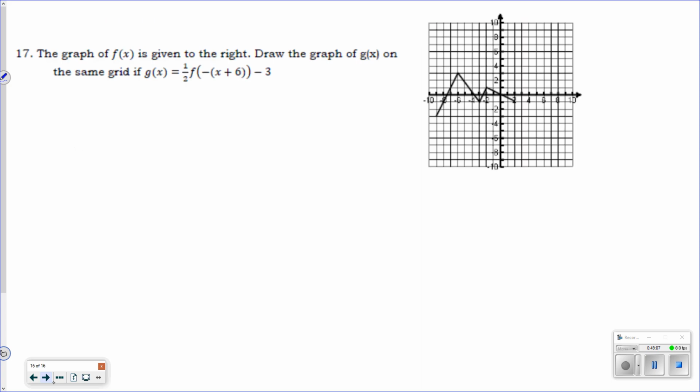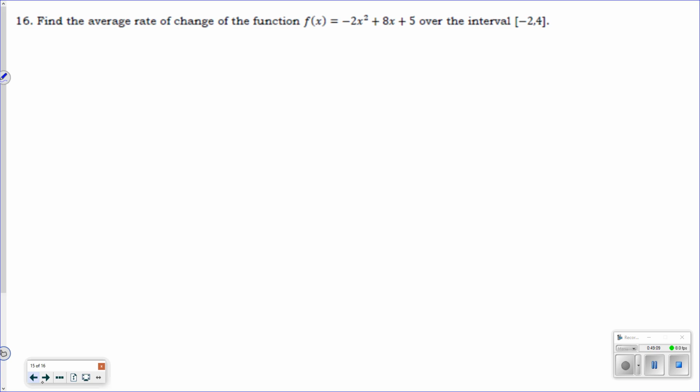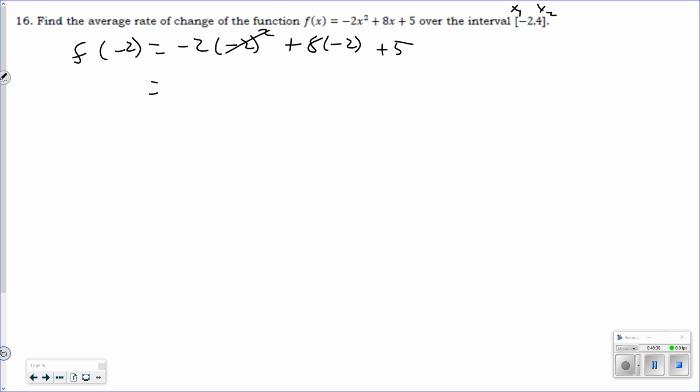All right, we have 2 more problems. Let's do 16. Find the average rate of change of the function on the interval. So I'm going to do this a little quickly. Basically, these are your x's, x1 and x2. Plug these in. F of -2 is -2 times -2 squared plus 8 times -2 plus 5. This is 4, so you have -8 minus 16 plus 5. That's -24 plus 5 is -19.